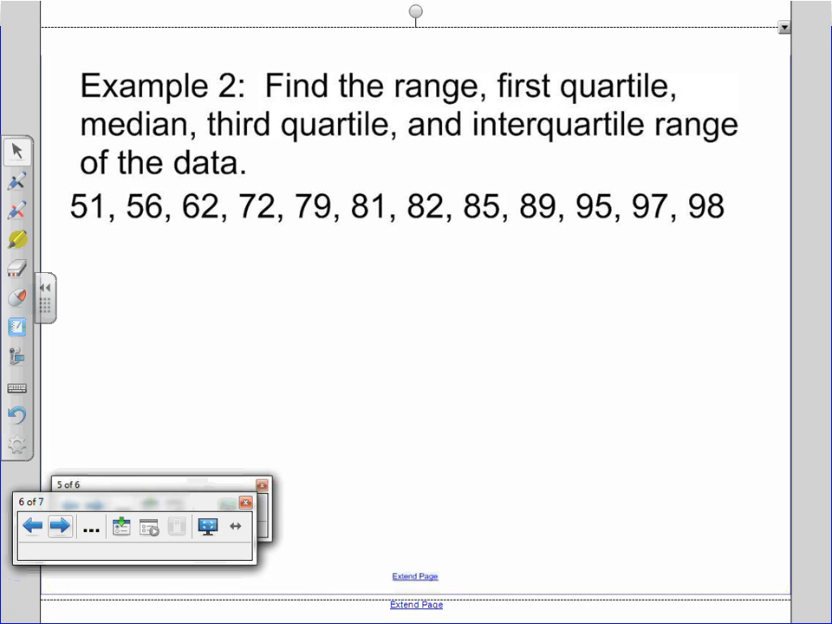Once you have them all in order from least to greatest, we're going to again find the range, Q1, median, third quartile or Q3, and the interquartile range. So let's start. First thing I'm going to do is find the range, which remember, range is pretty simple. Range is going to be, let me get my marker working here.